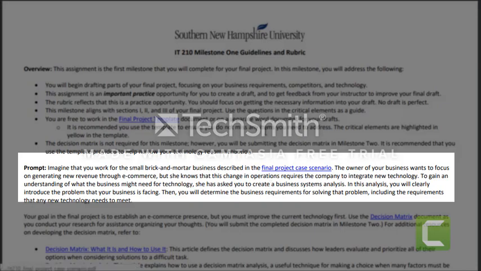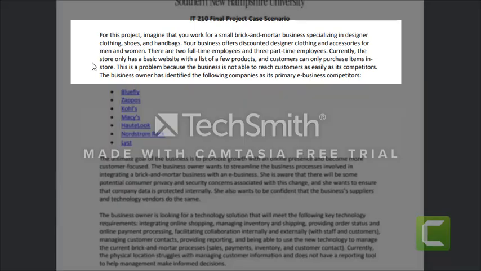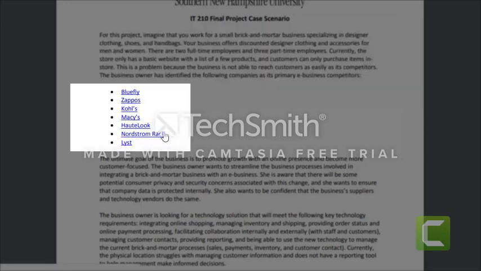participating in. So if you click on this link, it's going to bring you to this document, and it gives you a much more detailed explanation of what your case study is all about. It tells you that you're working in a brick and mortar business specializing in designer clothing, shoes, and handbags. So your business offers discounted designer clothing and it just continues on. It gives you very specific links here to e-business competitors, which are going to be important because you're going to be picking a couple of these to analyze.